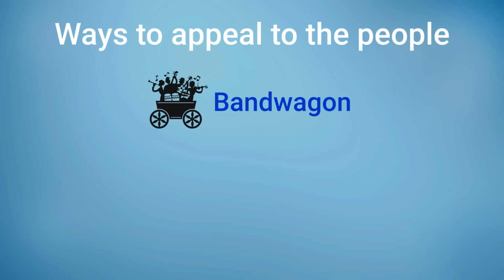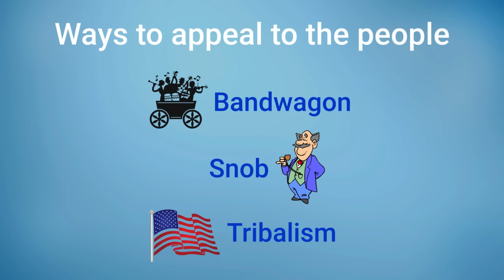There are multiple approaches to appealing to the people. The bandwagon approach: hey, everyone is doing it. What is sometimes called the snob approach: hey, all the best people are doing it. And the patriotic or tribalistic approach: everyone is doing it who is a part of the group that you are a part of, or should be a part of, or want to be a part of.